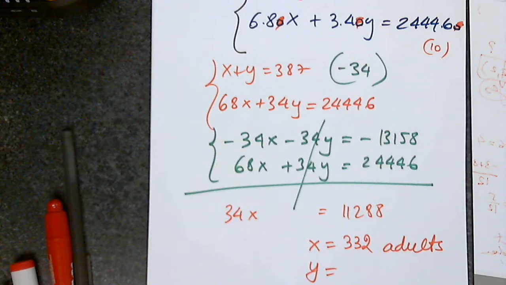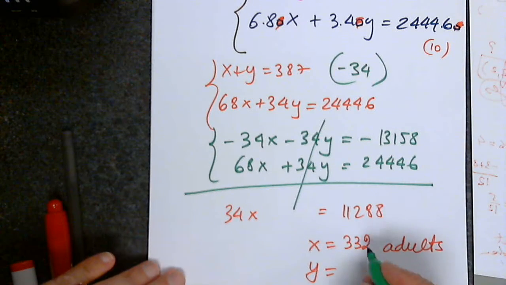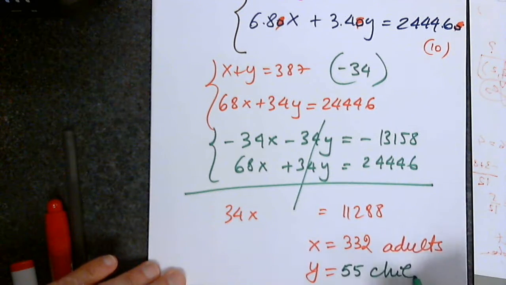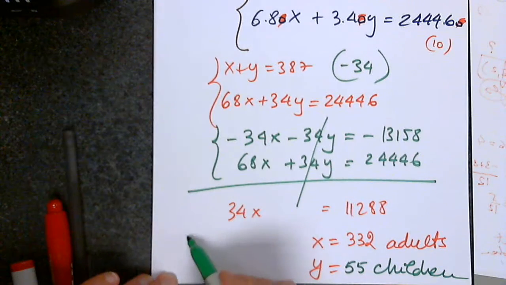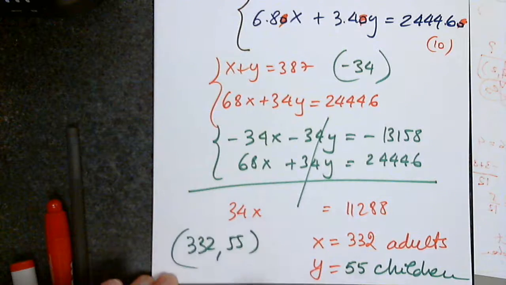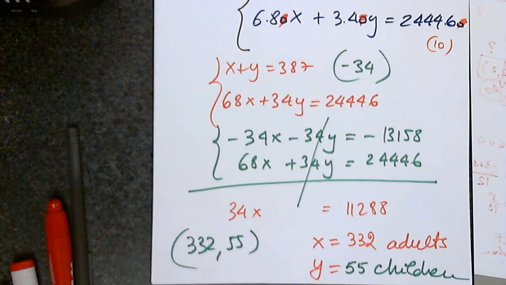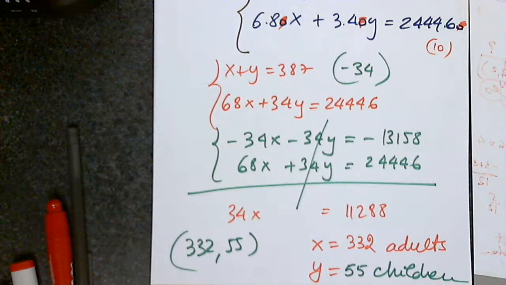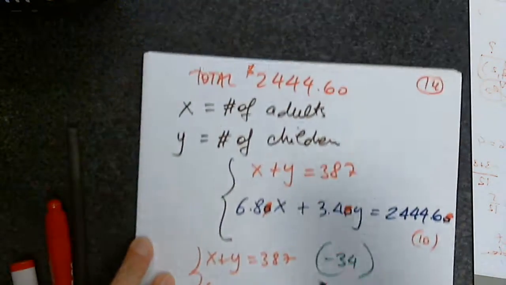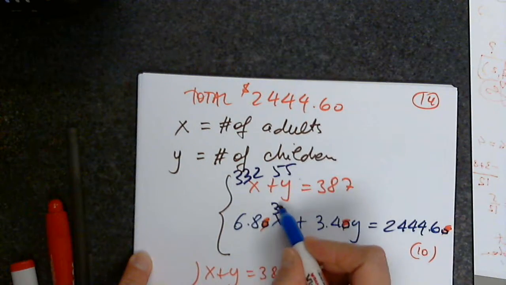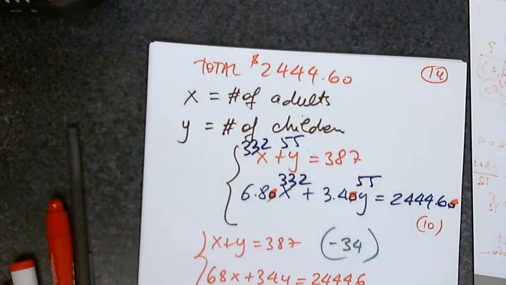Well, I know that the sum has to be 387, so then I know what y is. 387 minus 332 must be 55. So it appears that the solution is this. What is the only thing I need to do now? Yes. And again, you don't need me to tell you whether it's true or false, and I don't need you to tell me. I go back, 332, 55, and please tell me if this is correct.